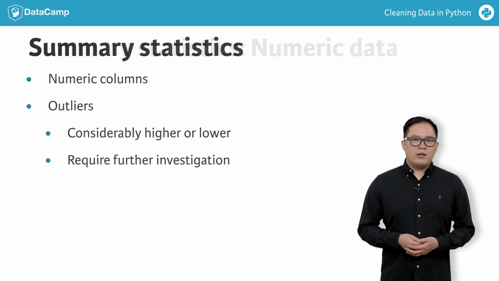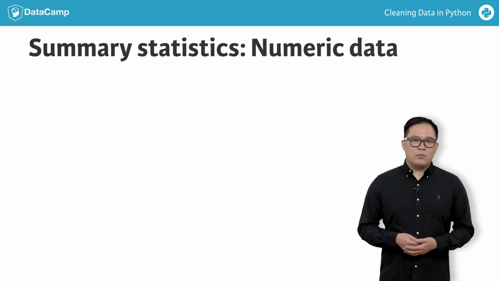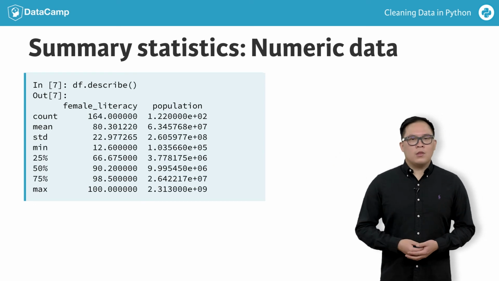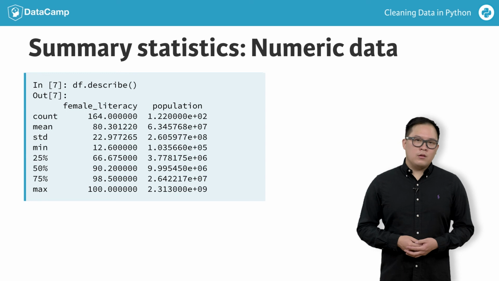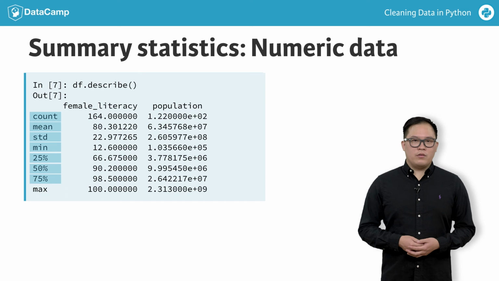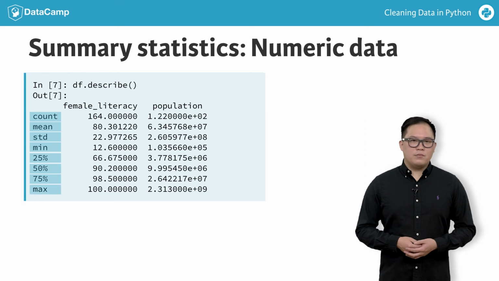We can quickly calculate summary statistics on our data by using the describe method. Only the columns that have a numerical type will be returned. Describe returns the number of non-missing values, the mean, standard deviation, minimum, 25th, 50th, and 75th percentiles of our data, where the 50th percentile is the median. And finally, the maximum value of our data.